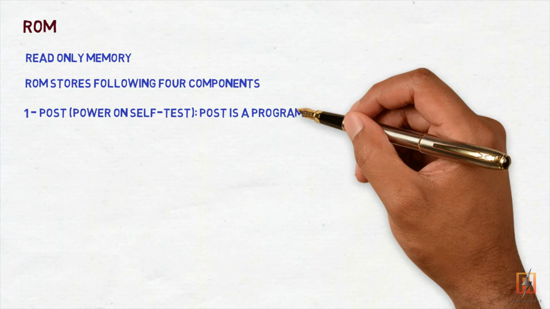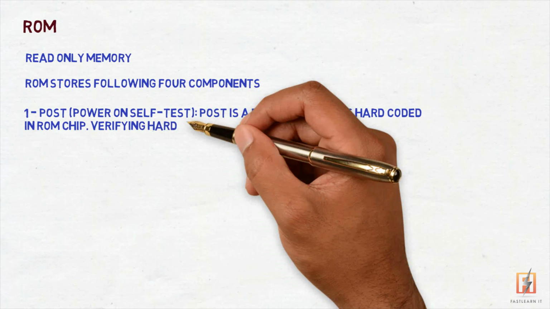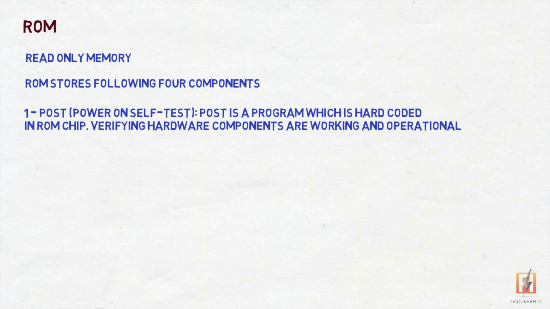So let's discuss each individual component inside the ROM chip. The first one, POST, power on self test. It is a program hard coded in the ROM chip and also runs from ROM. It performs various tests on hardware components and verifies that all necessary components are present and functional. At the same time, it detects any hardware changes such as removing or installing new components in the router.